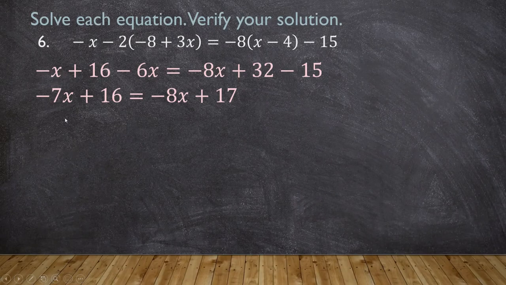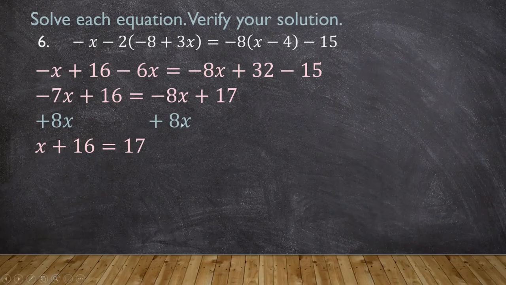Then we have a variable on both sides. To get rid of the variable, negative 8 is the smallest, so I would add 8x to both sides. Negative 7x plus 8x becomes 1x, and then there's no x on the right-hand side anymore. Lastly, I would subtract 16 from both sides to get x by itself, and we get x equals 1.